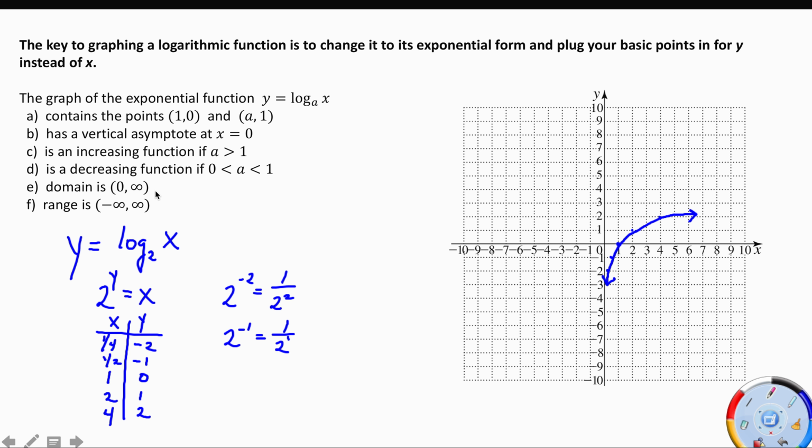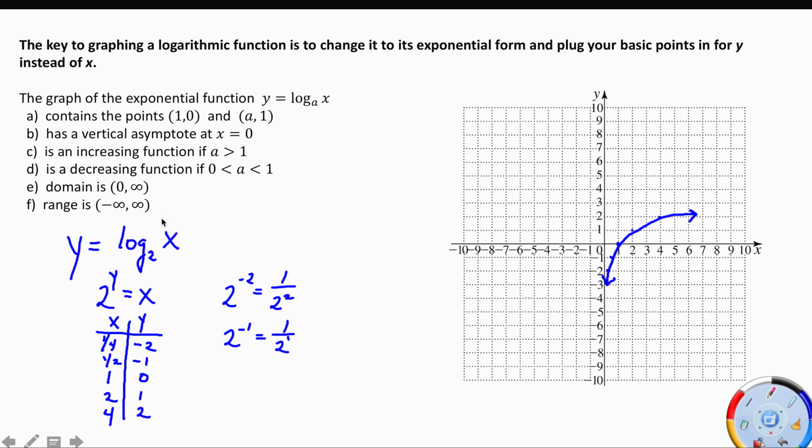The domain is 0 to infinity. Remember, the domain of an exponential is negative infinity to infinity. And here the range is negative infinity to infinity, right? Remember, inverse functions, everything is just in the opposite place.